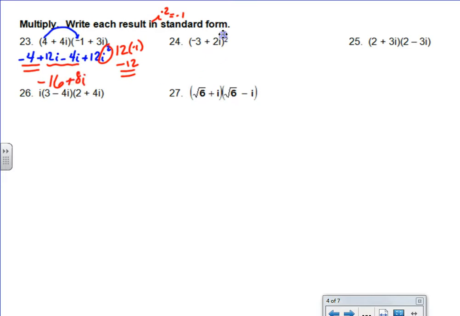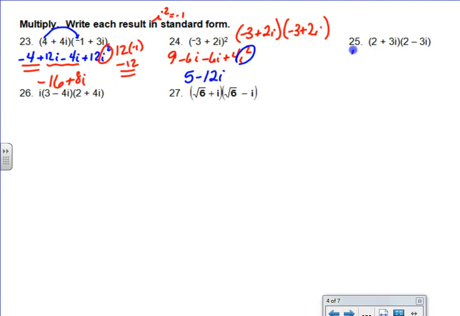Negative 3 plus 2i quantity squared. Remember, this is a FOIL problem, so if you need to write them out twice like this, please do so. Negative 3 times negative 3 is 9, and then we have minus 6i minus another 6i, and then plus 4i squared. Well, I know that i squared is really just a negative 1, so this is really a minus 4. 9 minus 4 is a 5, and then negative 6 minus 6 is minus 12i.